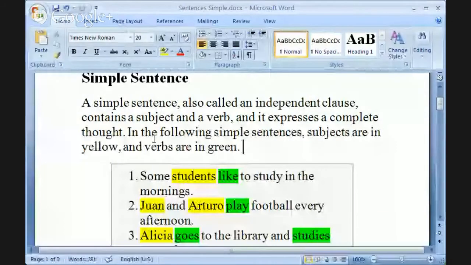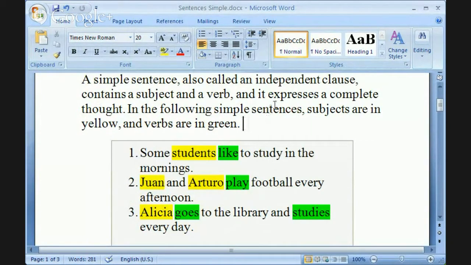All right. Okay. A simple sentence. All right, as I just said, it is an independent clause. It contains a subject, a verb, and it expresses a complete thought. Okay, here we have 3 examples. The subject nouns are yellow, highlighted. The verbs are green. Number 1, some students like to study in the mornings. Okay, actually, to study, this is an infinitive verb construction.